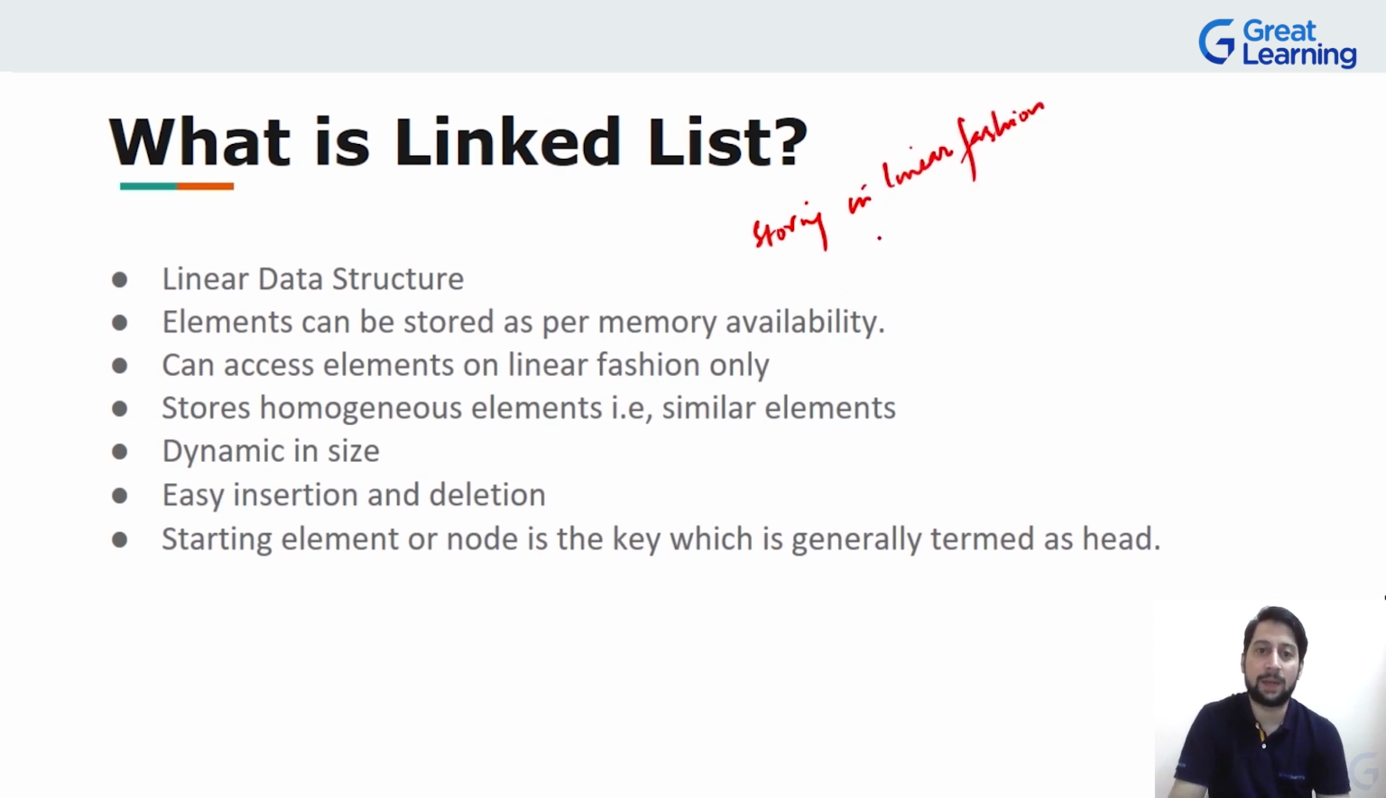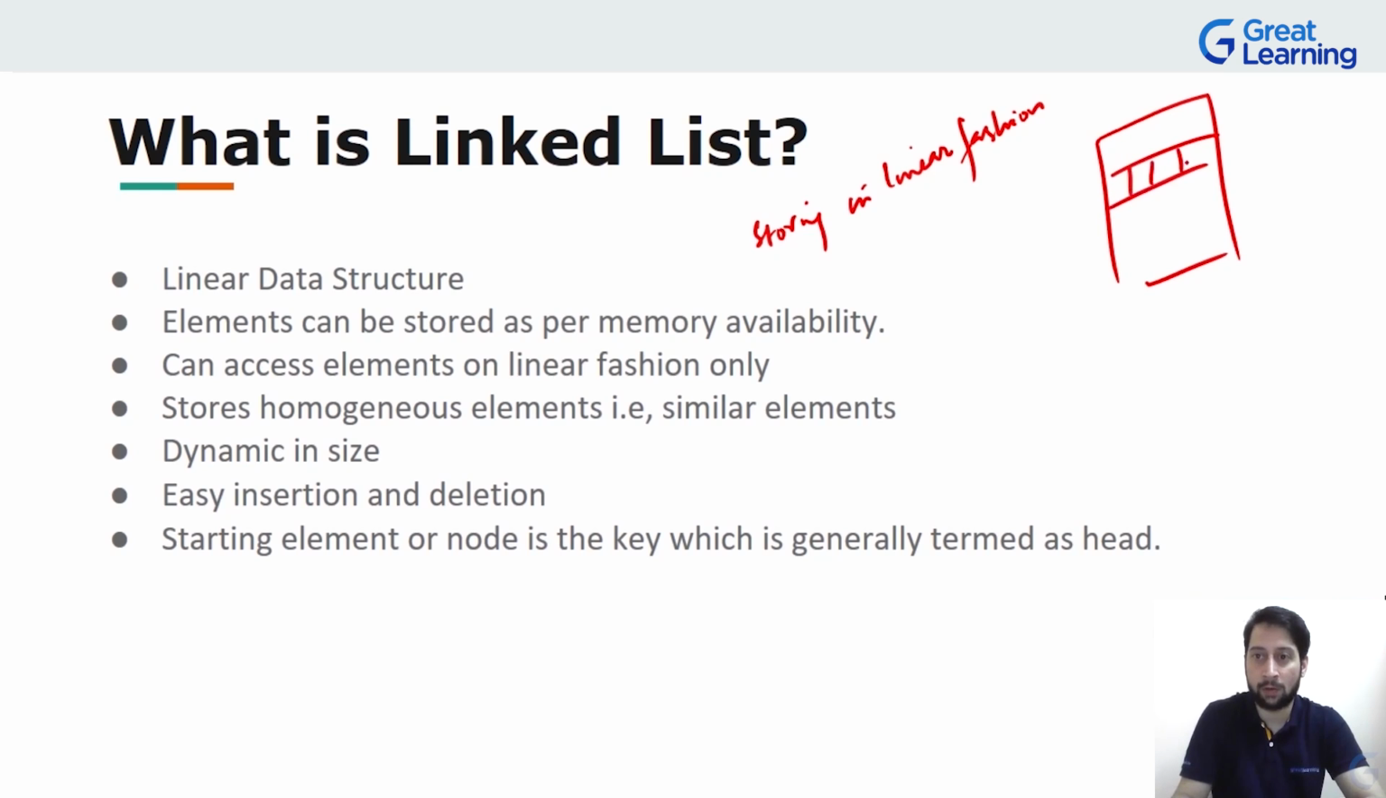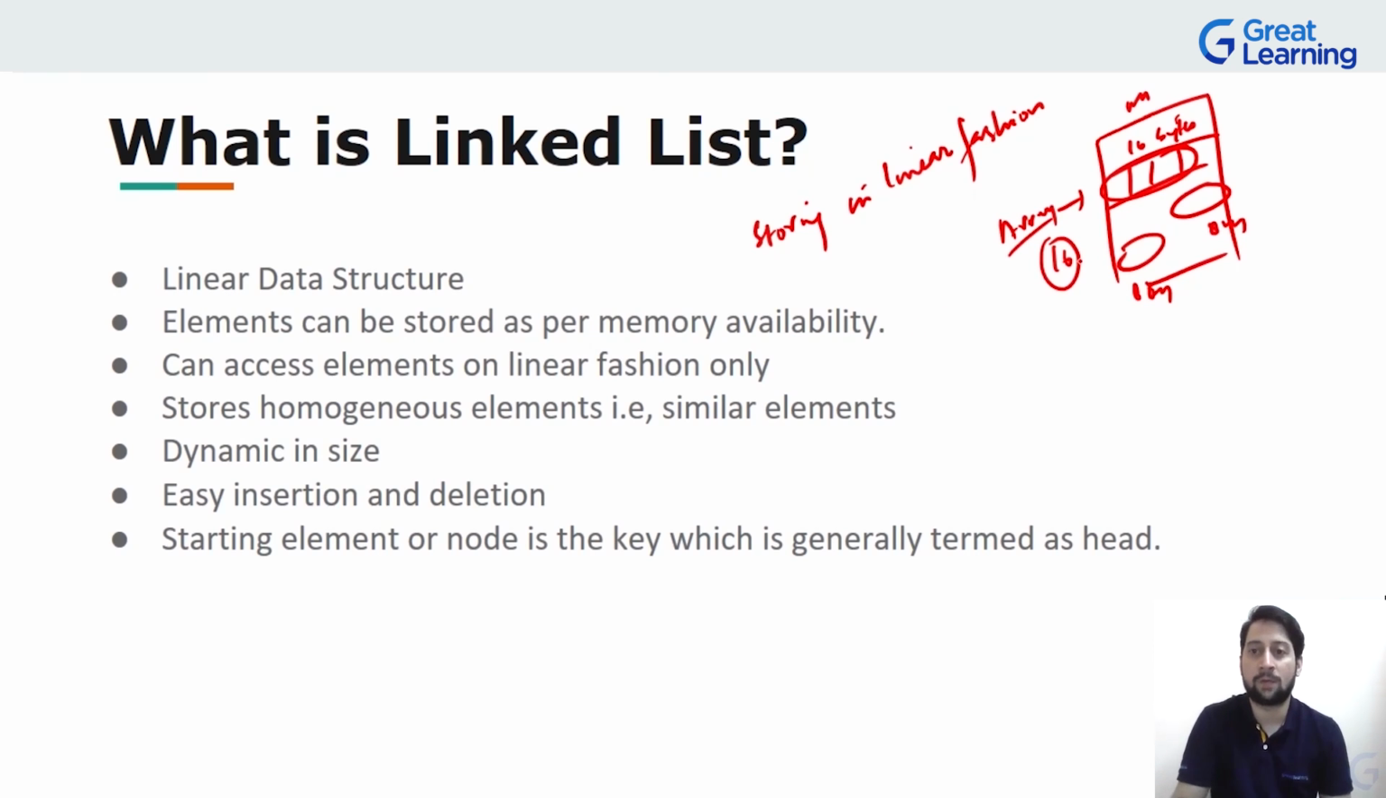Now, if the elements are stored in a linear fashion, that means all the elements can be stored as per the memory availability. What happened in an array? If we have a 16 bytes of size available in the memory, only then can we store 4 elements. If the chunks of memory were, let's suppose, 8 bytes here and 8 bytes here, and we want to store these 16 bytes of elements, that means 4 elements in the array, we cannot, since elements can be stored only as per the memory availability.